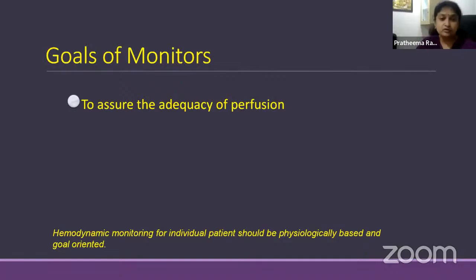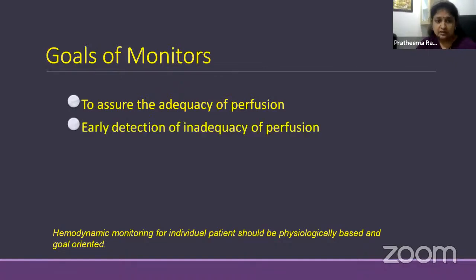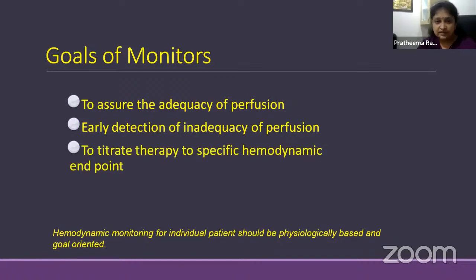So we need to look into the adequacy of perfusion. Is the blood getting perfused well? And if there is any inadequacy, the monitors need to tell us or alert us early so that we can act upon it and prevent further deterioration. And if we are alerted, we give some intervention. So we assess and we intervene. How much should we intervene? Is there any measure? That is titration.